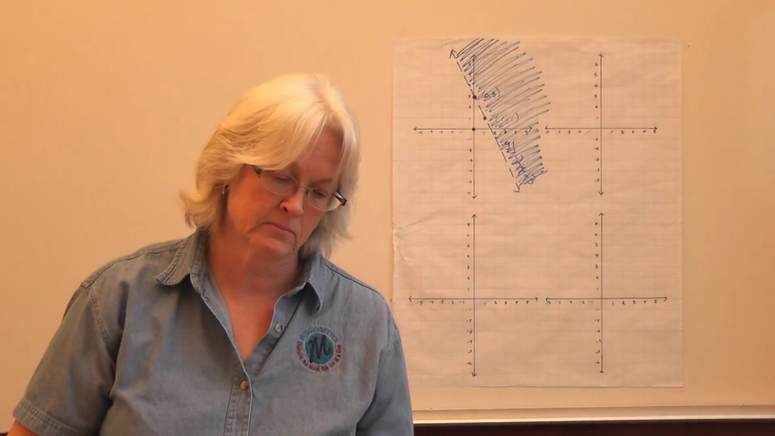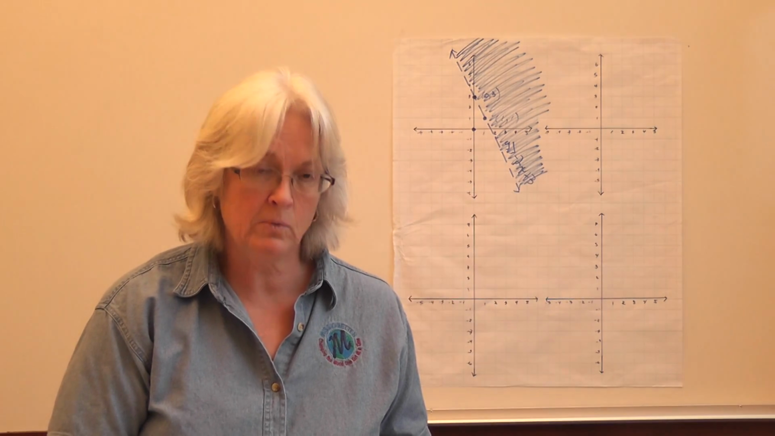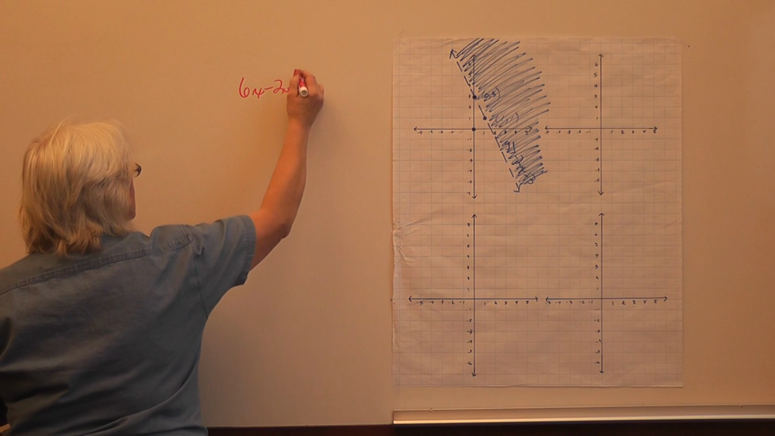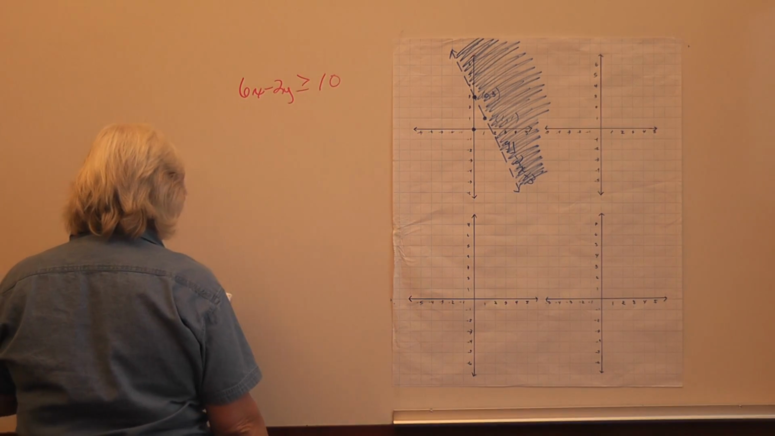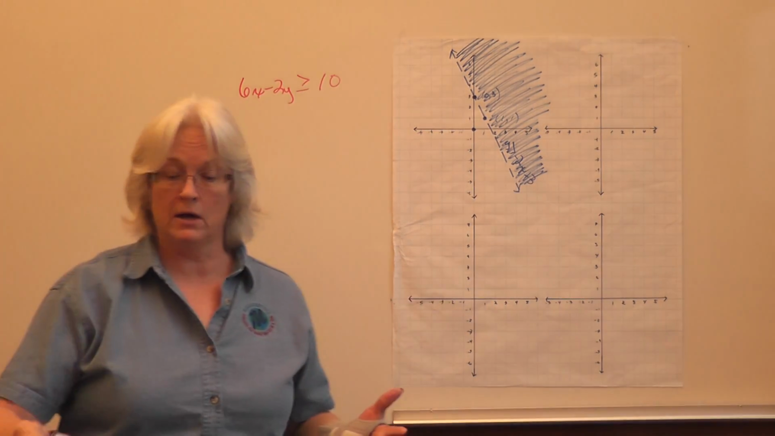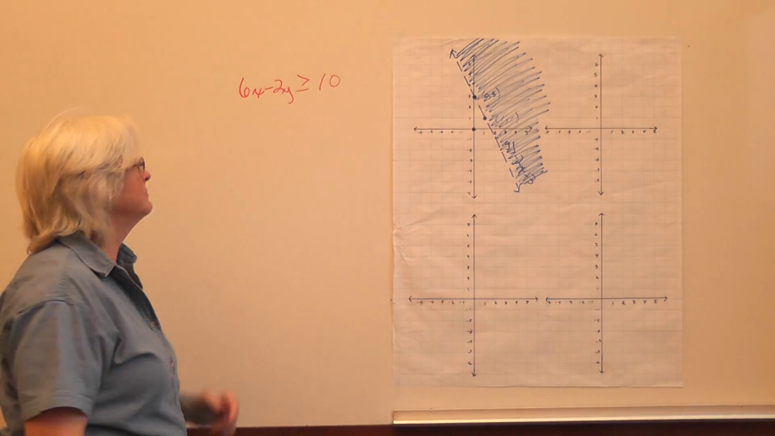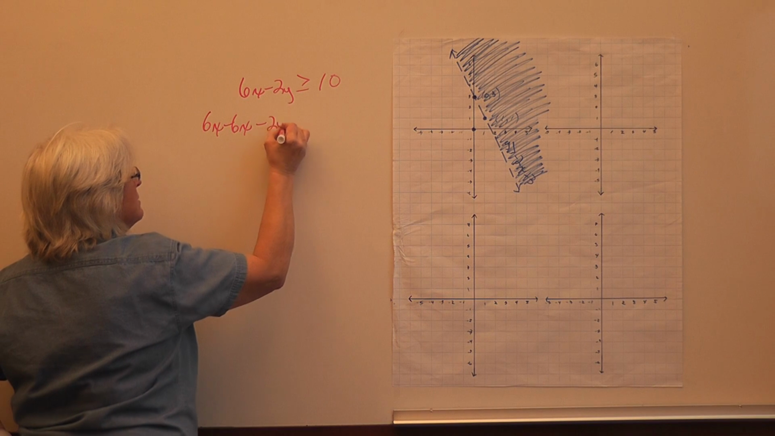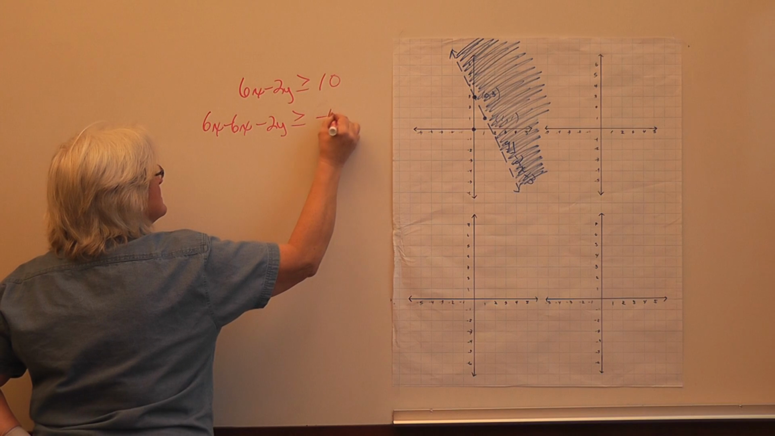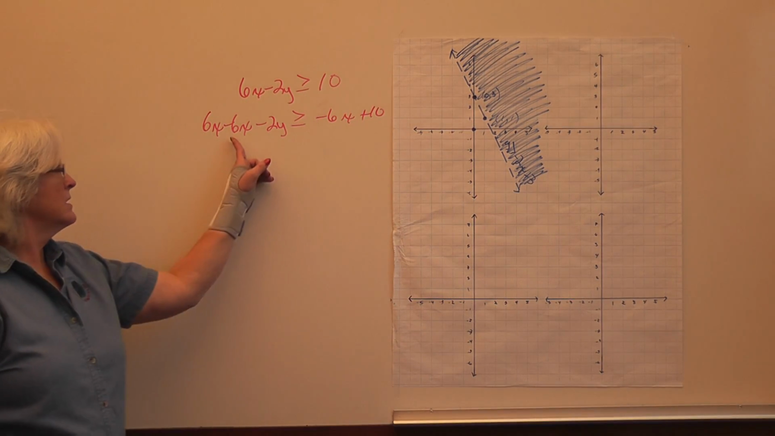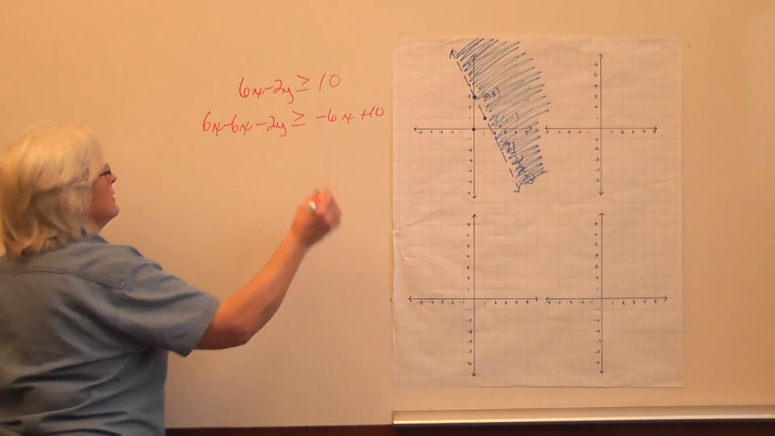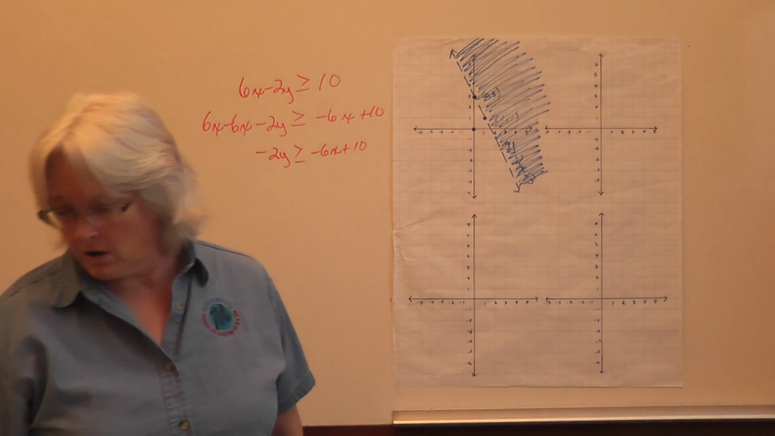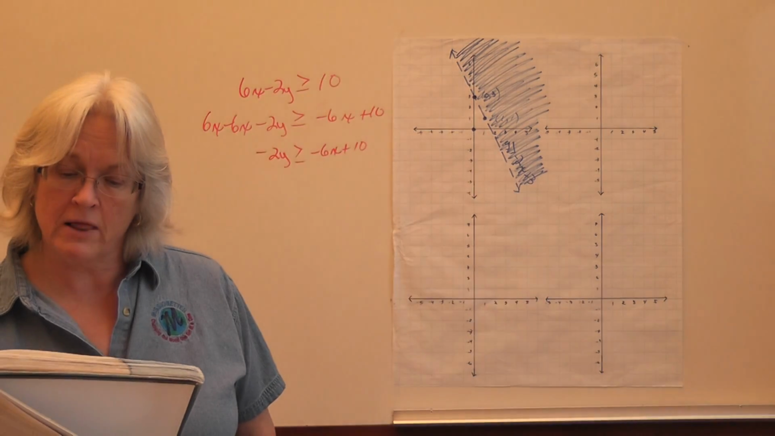See what we have here. Graph 6x minus 2y is greater than or equal to 10. Now there's a lot of review going on here. What do you have to do to graph a straight line? You put this into y-intercept form, right? We're going to do this by subtracting 6x from both sides: 6x minus 2y greater than or equal to negative 6x plus 10. I subtracted 6x from both sides of that inequality. Now we have negative 2y is greater than or equal to negative 6x plus 10. You should all have no problem tracking with me on that one.